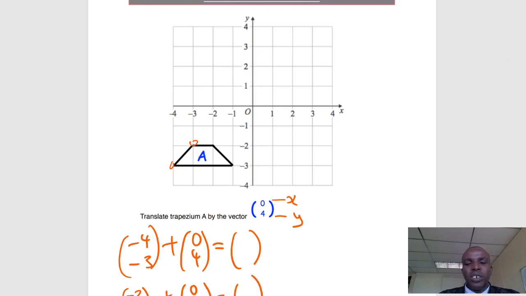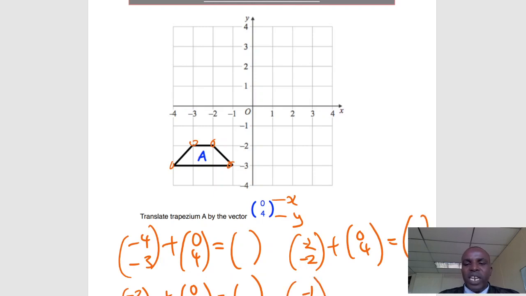You get your image. Then you take another point like this one, minus 2, minus 2. You add the vector 0, 4. You get your image point. You take another point, this one, minus 1, minus 3. You add the vector 0, 4. You get your image point. Right, let's do the adding.